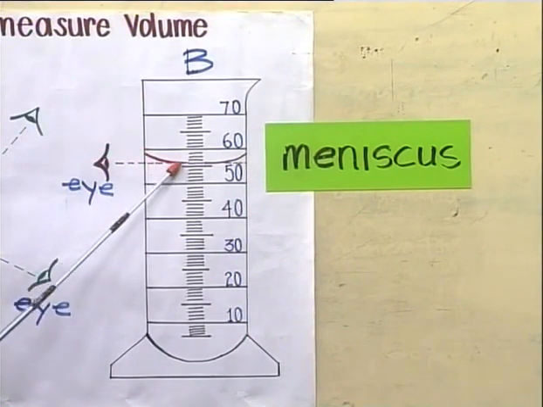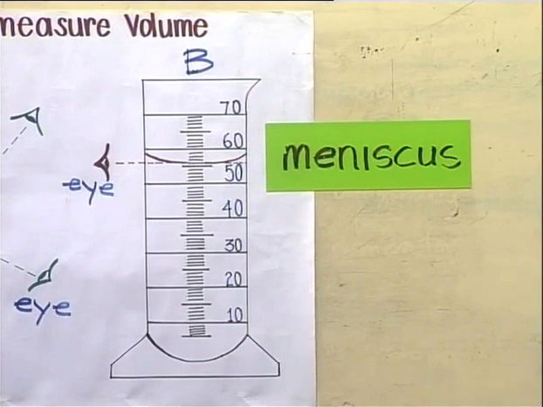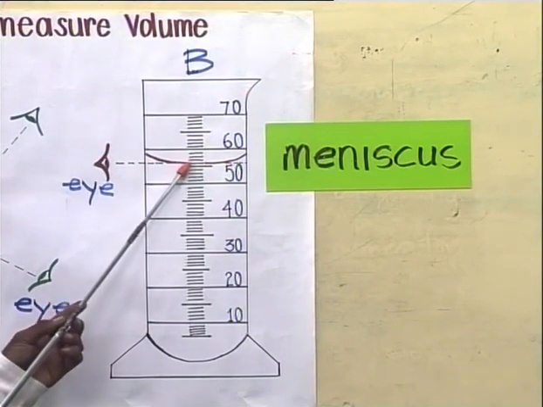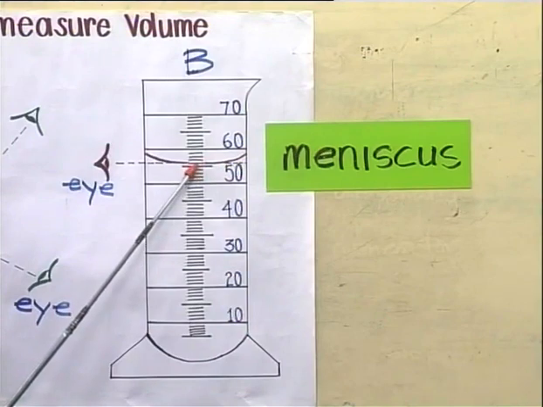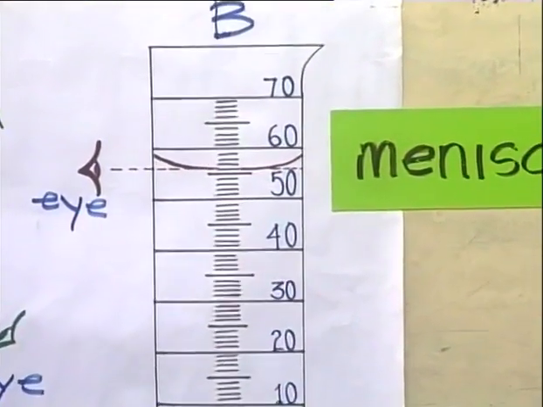So this curve here, if you look closely when you're reading your water level on the measuring cylinder, you will see that the surface of water is not straight. It bends. So you take your reading at the bottom of the surface of the water, which is the meniscus. So that is your instruction number 2.